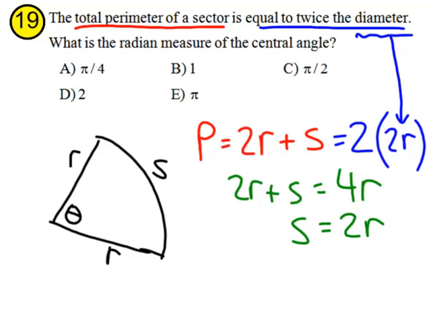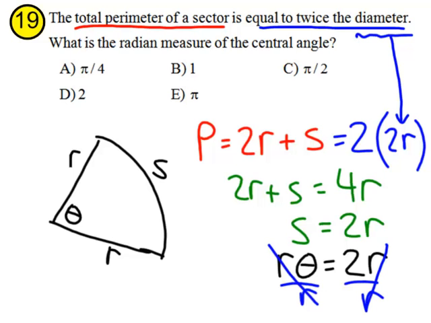Okay, let's remind ourselves, what are we even being asked here? What is the radian measure of the central angle? In other words, what is theta? We're trying to find theta. Well, I don't even have theta anywhere in my equations, but we should be suspicious that we haven't used our s equals r theta formula yet. That seems to always come into play here. So if I replace s with r theta, the evidence becomes clear here. We've got r theta equals 2r. I can divide out the r on both sides, and I'm left with theta equals 2. That is our answer, D.